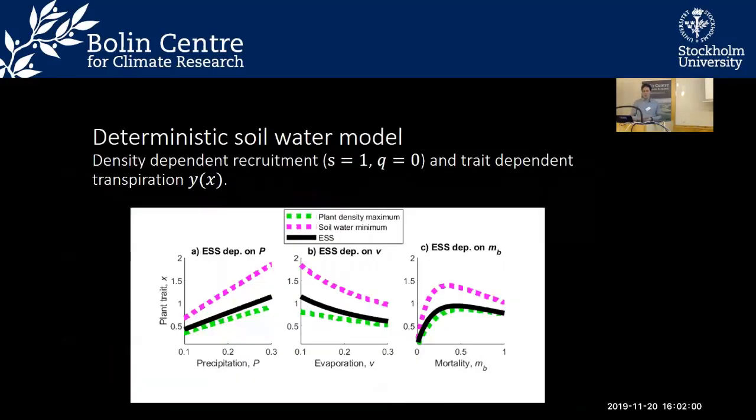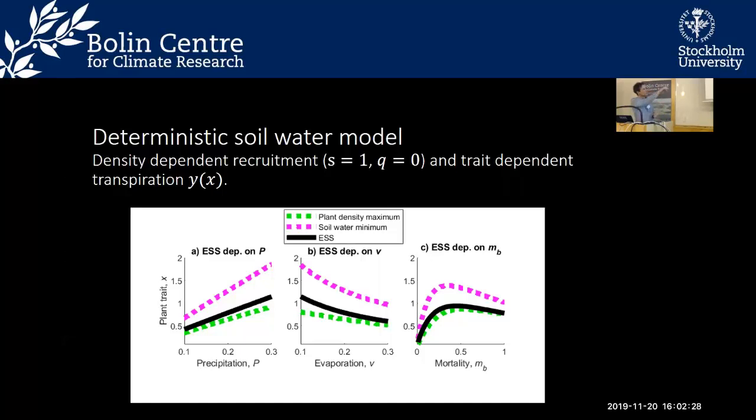One of the most important features of the model was that when we have density dependent recruitment, so S was 1 and Q was 0, then we got 3 different strategies. One was minimizing soil water content, one is the ESS, which is back, and one is maximizing the plant density.